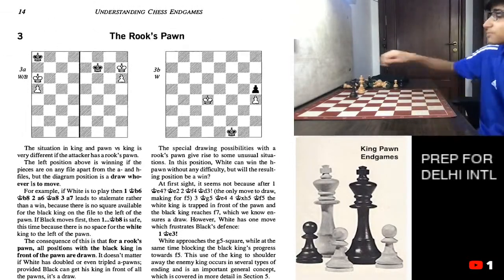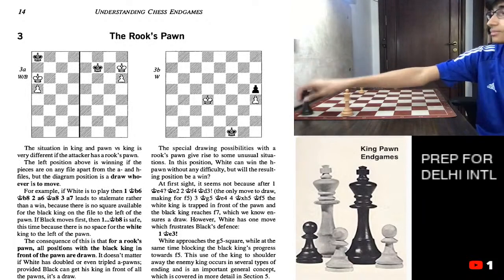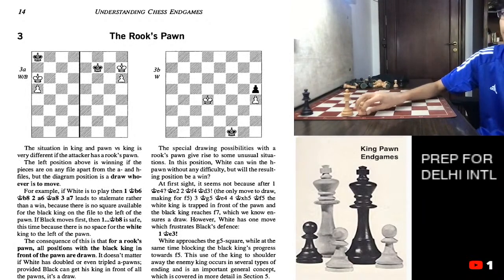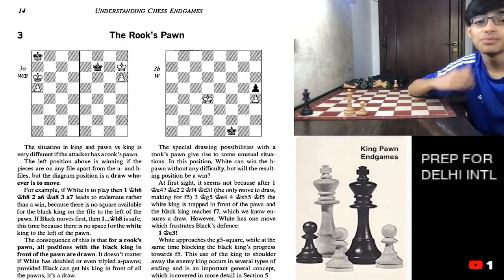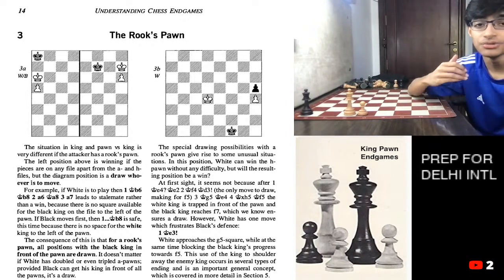Moving on to the rook pawns. Alright. The situation in king and pawn versus king is very different if the attacker has a rook pawn.